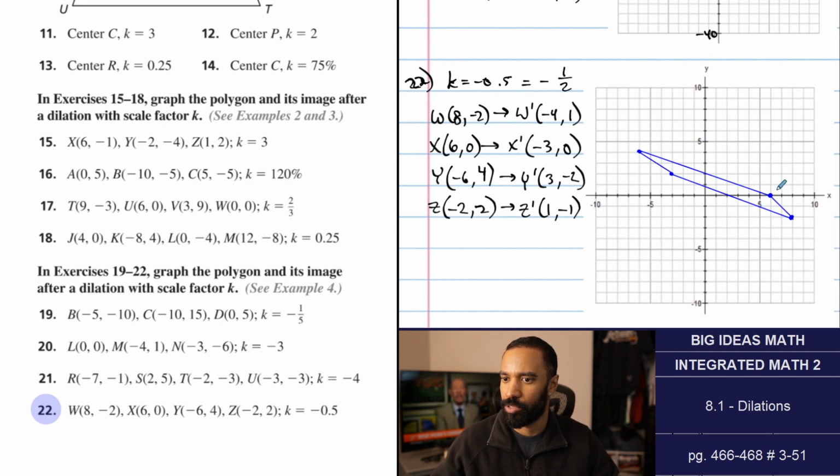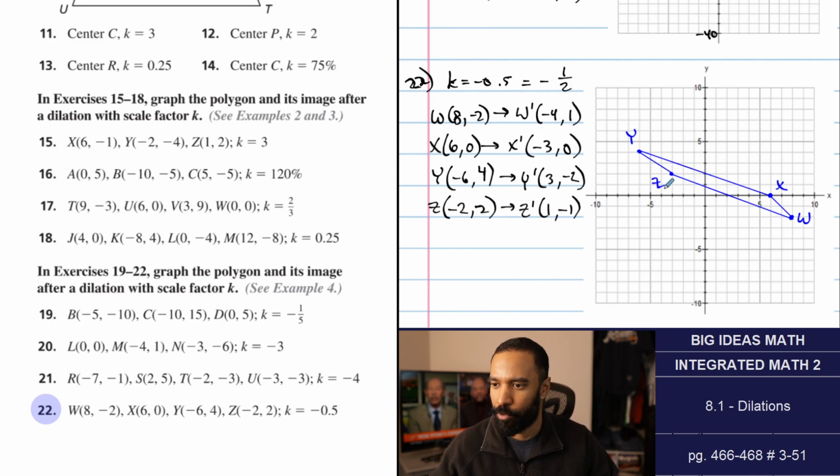So X, W, Y. All right, now reduce with the negatives and all that jazz. So now we got -4, 1. Oh, that's going to be right where Z is here. So -4, 1 is W prime. X prime is -3, 0. Y prime is 3, -2. And Z prime is 1, -1. Okay, then I trust my original one was right, because this is just as weird and a smaller version of weird, which is harder to work with.